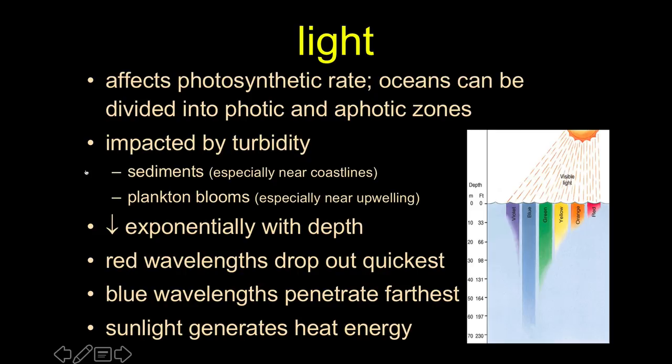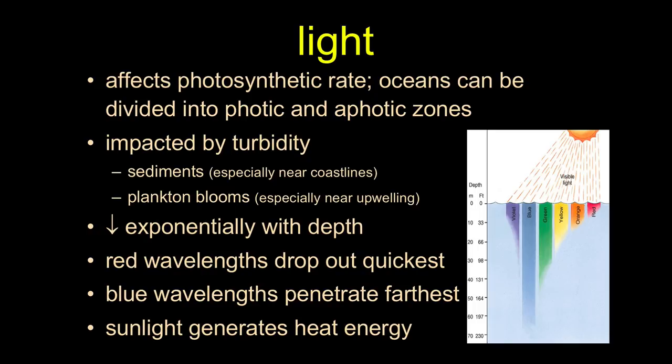Okay? So that's all to say, light declines exponentially, red drops out first. So because red drops out first, when you've watched those videos, what's the so-called optically black color? Do you remember that? So if I want to hide down here in the deeper parts of the ocean, I could be black. Right? I could be the color of darkness. Or the most common color of critters down there is red.